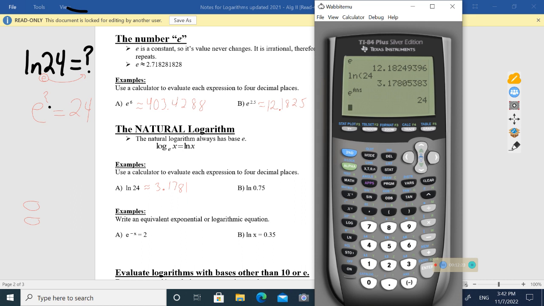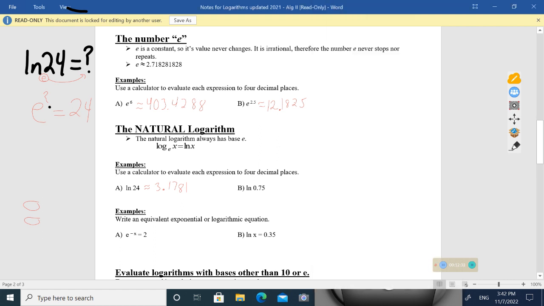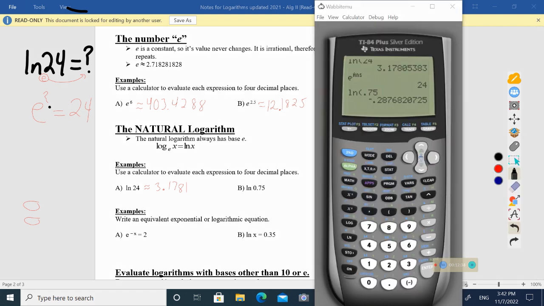So now let's do natural log of 0.75. So ln 0.75, and I get approximately -0.2877. So that's some places you can see log and natural log on the calculator.